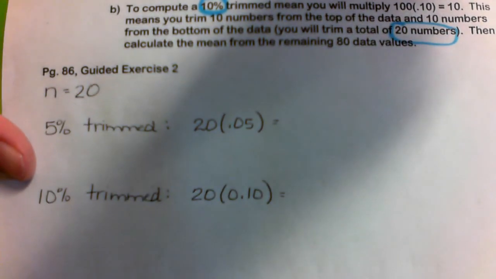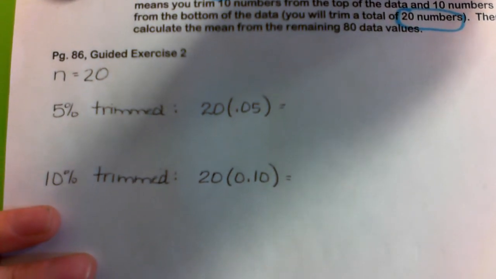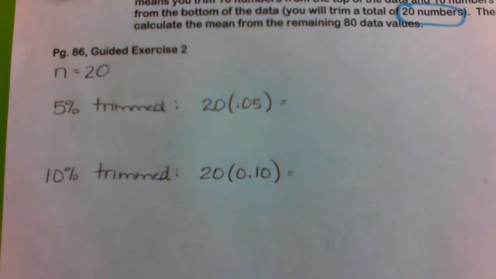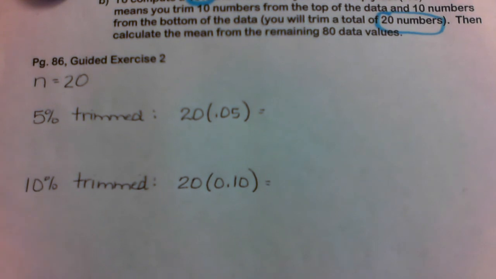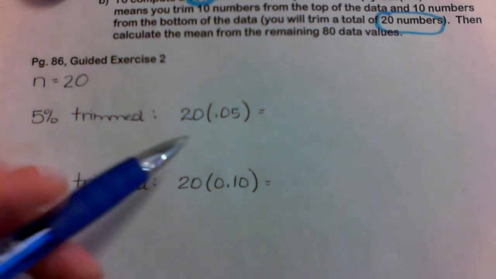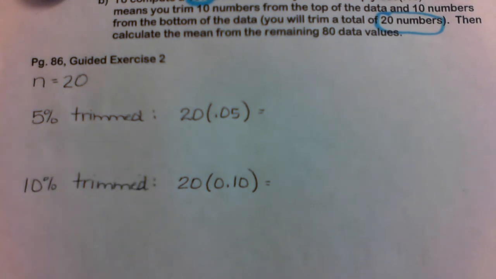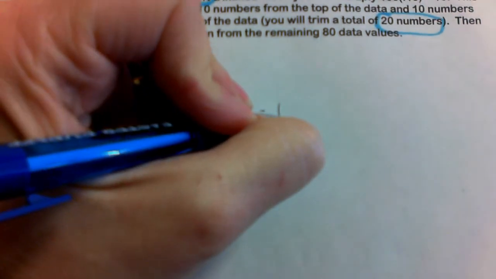So if you'll look in your book, guided exercise 2 on page 86 is giving you the size of lecture courses. I think it's an introductory English or literature course. Okay, so there's 20 courses that they looked at. And if you'll look through that example, the first part of it finds the mean, or X bar, of all 20. So it added them all up and divided by 20. And then it asked to find a 5% trimmed mean. And this is the thing that I want to show you. So they took 20 times 0.05, and you get 1.